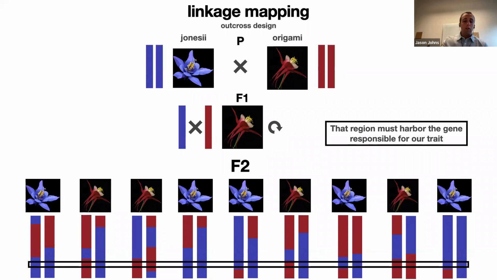So how do we actually go about genotyping all of these F2s? How do we know what colors go where? And then how do we make the genetic map that we'll use to do the QTL analysis? So there are several different approaches to genotyping.